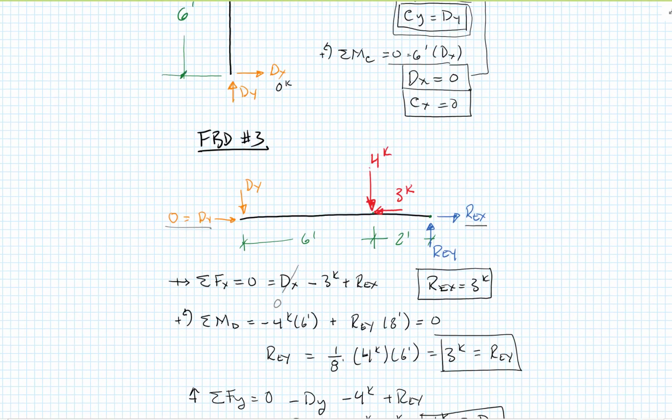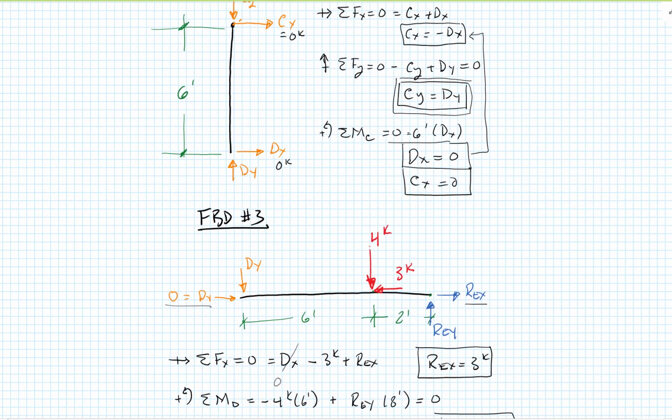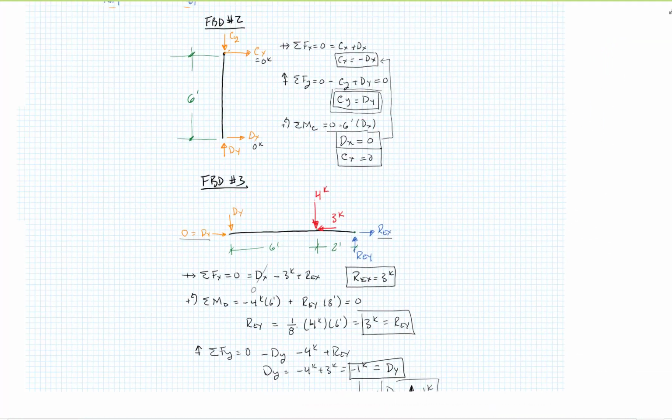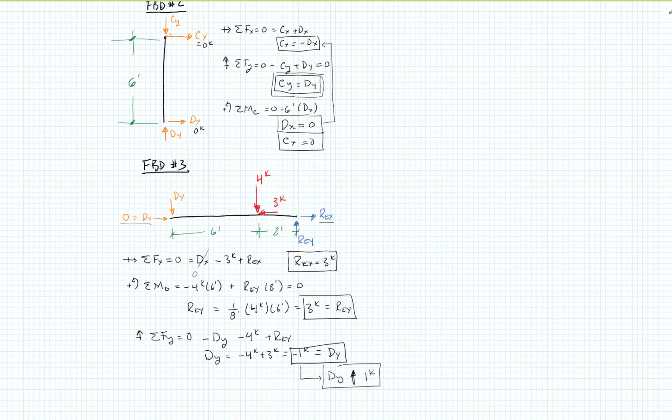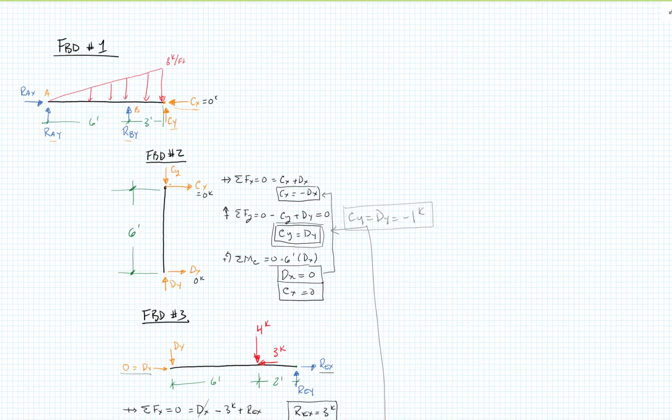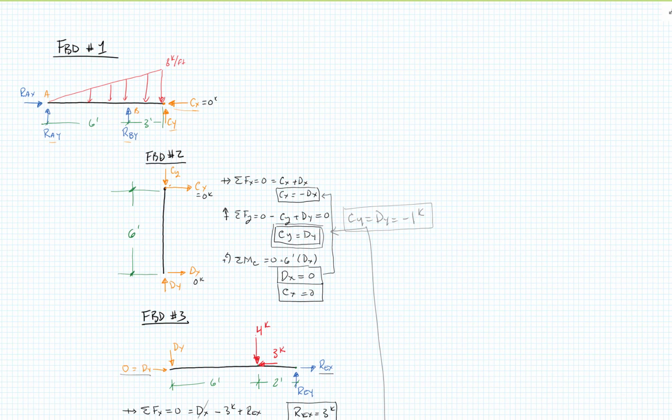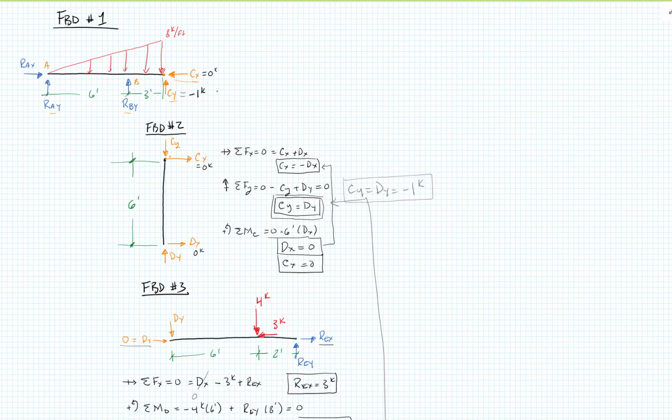So now we can back substitute through our other equations. If we jump up here, let me zoom out a little bit, and we can do some back substitution. We can take this and plug it in here, and we get Cy equals Dy equals minus 1 kip. Again, let's keep that negative in there, so we can track it through. And this brings us back to our first free body diagram. Now Cy is equal to, we just said minus 1 kip, which is the same as saying it's 1 kip going down. Okay. Now we only have 3 unknowns in free body diagram number 1, and we can solve them.